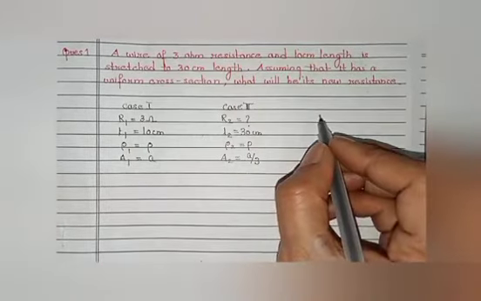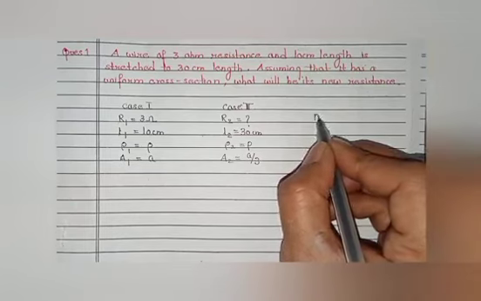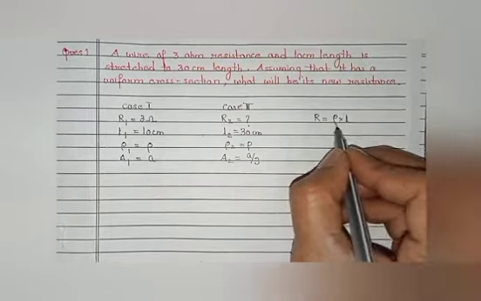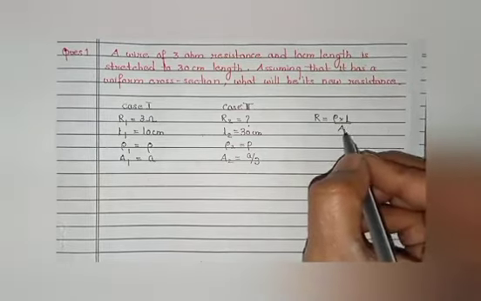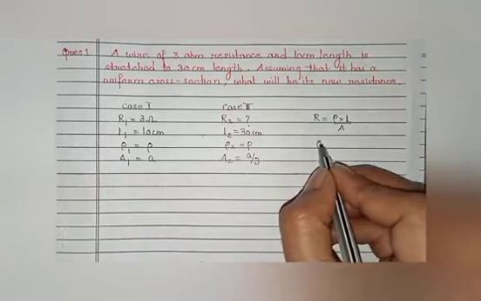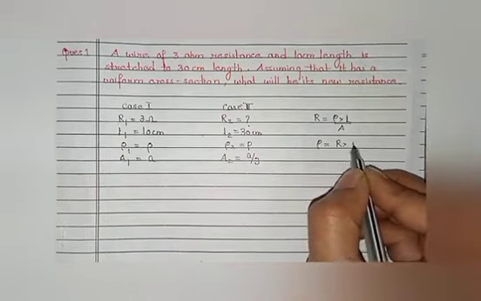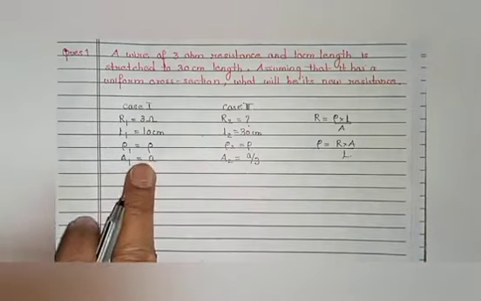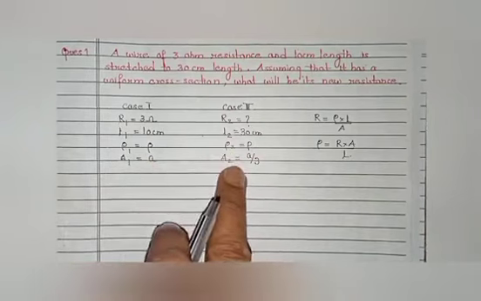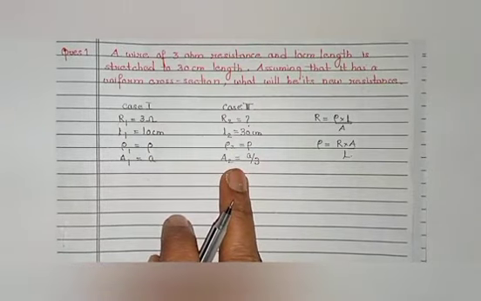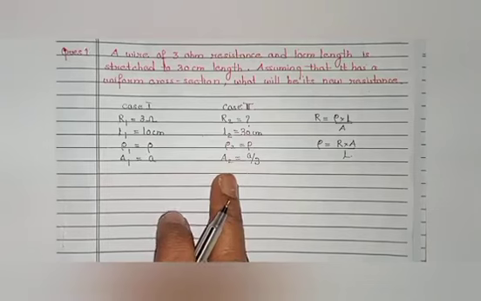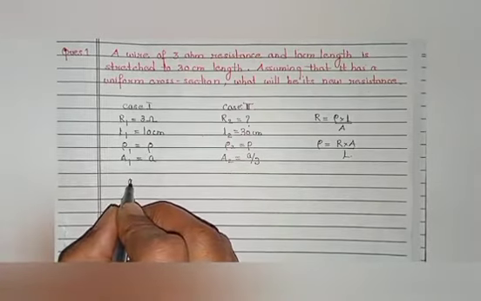Now let's derive the formula for resistivity. Resistance is equal to rho into L upon A. So if we derive the formula, resistivity will be equal to R into A upon L. So we will calculate resistivity in case 1, then we will calculate resistivity in case 2, and according to the question, the wire is the same, no change in material, so resistivity in both the cases will be the same.